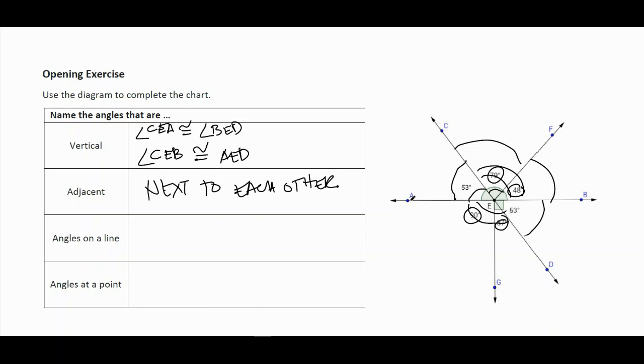Angles on a line. If this is a straight line, we can add all of these three or all of these three. They will create a 180-degree angle. Angles at a point, all of it. Name them: angle AEC, CEF, FEB, BED, DEG, GEA. That's the angle at a point. Just remember the 180 degrees and the 360 degrees whenever we're talking about a line and a point.